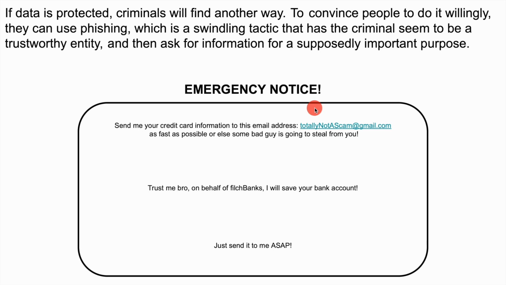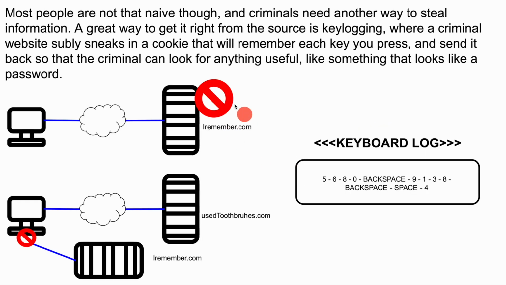Now, another way that is a little less technologically advanced, but is still very prevalent today, is by phishing. Not for like actual fish, but with a PH. You convince people to willingly hand over stuff by acting like you are an important authority figure, and you convince people that they should hand over information so you can, quote, help them, wink. So, most people are not that naive, though, so criminals need another way to do this.